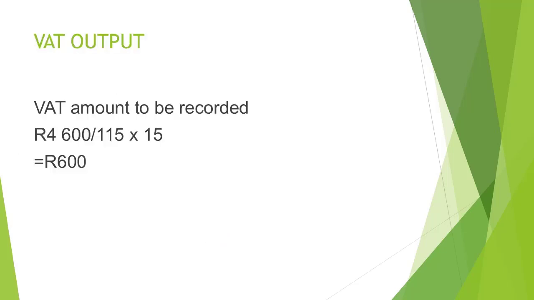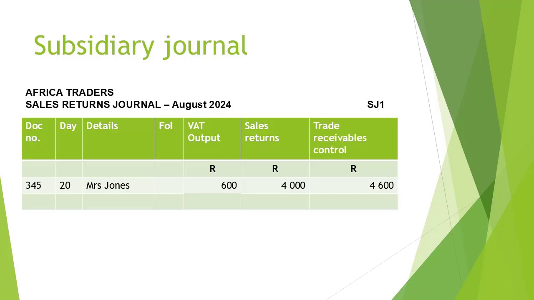To calculate the amount that should be recorded in the VAT output column, we take the R4,600 divided by 115 multiplied by 15. Therefore, the amount to be recorded in the VAT output column is R600. If we now go back to our sales returns journal, we record the 600 Rand in the VAT output column.